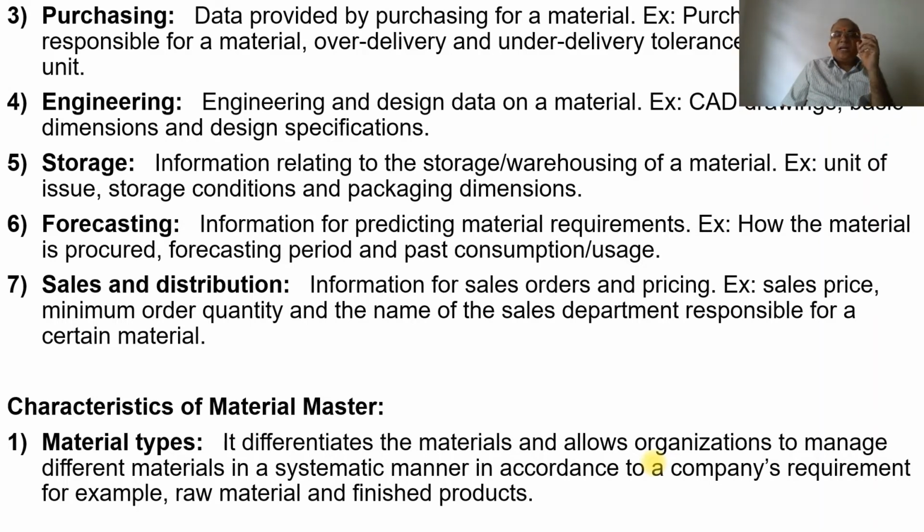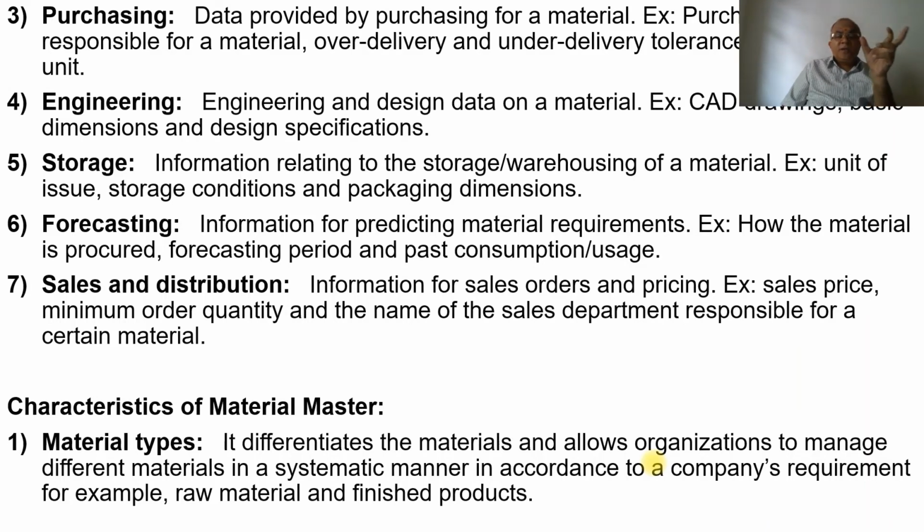Engineering and design data on a material. For example, CAD drawings, basic dimensions and design specifications. Storage: information relating to the storage or warehousing of a material. For example, unit of issue, storage conditions, packaging dimensions, and all that information should be available. Storage also covers the technical specifications of how to package the product to be dispatched.